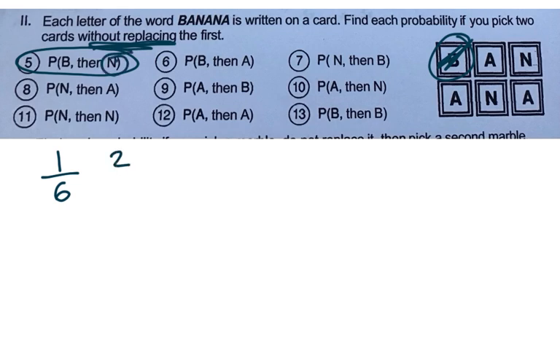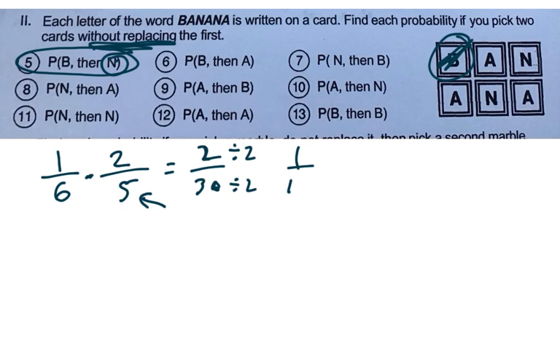Well, there's 2 N's out of only 5. Notice this went down 1 because we did not replace the cards. So timesing together, we get 2 out of 30. Again, use your calculator, or hopefully you know to divide by 2. And the reduced, perfect answer is a 1 out of 15 chance.